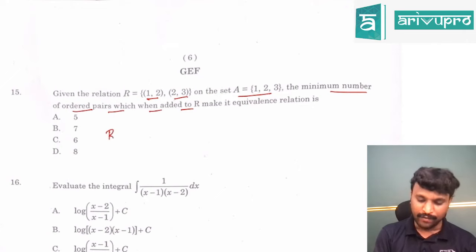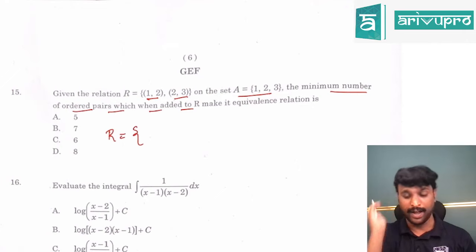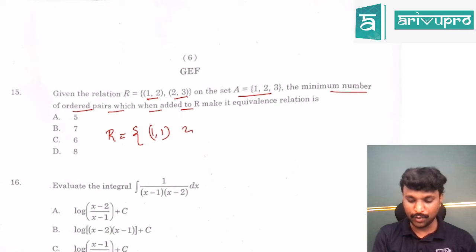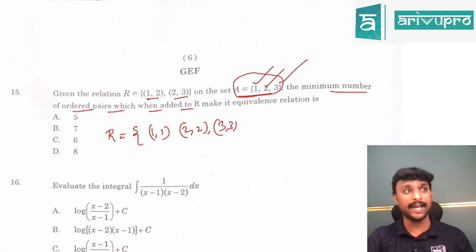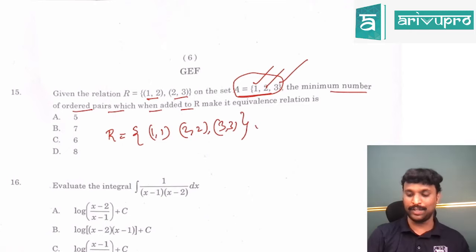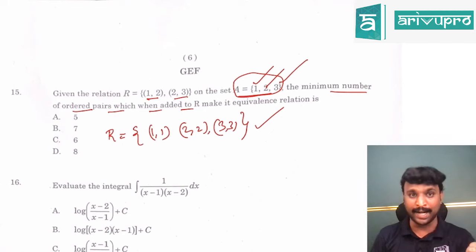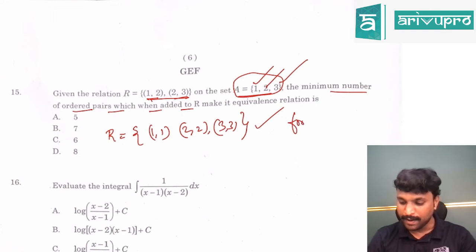Guys, first of all, for a relation to be reflexive, it must have (1,1), (2,2), (3,3). For all these elements present in the set, there must be a reflection. If 1 is there, (1,1) must be there. If 2 is there, (2,2) must be there. If 3 is there, (3,3) must be there. So for it to be reflexive, these three ordered pairs must be added. But these three are not there, so extra it has to be added.